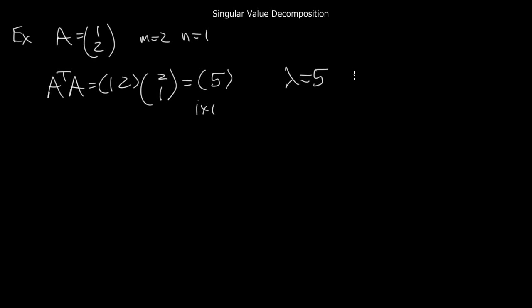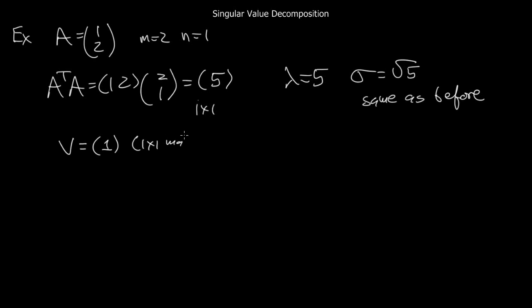So it has one singular value, same as before, which is the square root of 5. And the eigenvector is just the 1 by 1 matrix. You can take any non-zero vector you want, like, for example, 1. Okay? So these two matrices, A and its transpose, have the same singular values, same number of them, and in this case it's just 1.